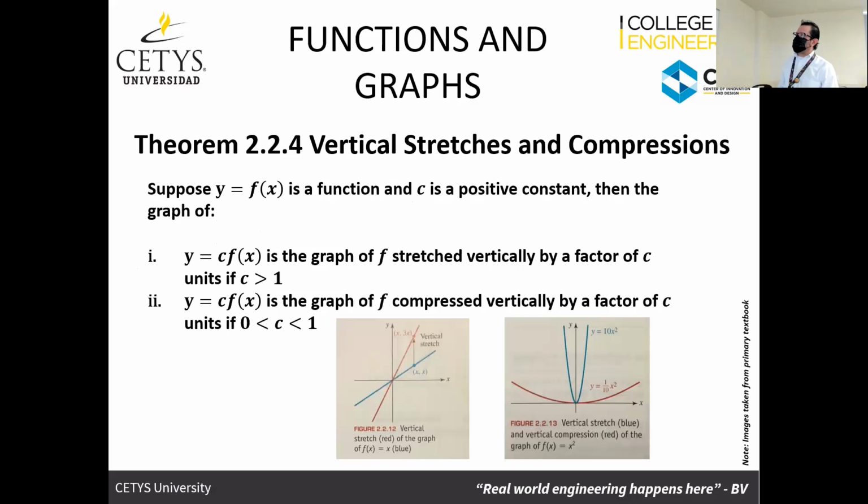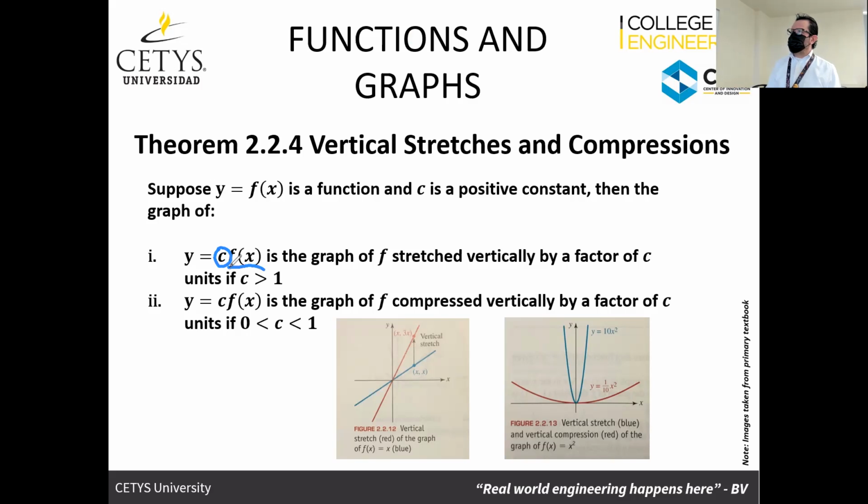Now we're going to talk about stretches and compressions. So first we talked about something adding or subtracting to the function. Now what happens if we multiply by something in the function? Actually, multiply or divide, because we're going to be incorporating a constant that we're going to call this constant C.